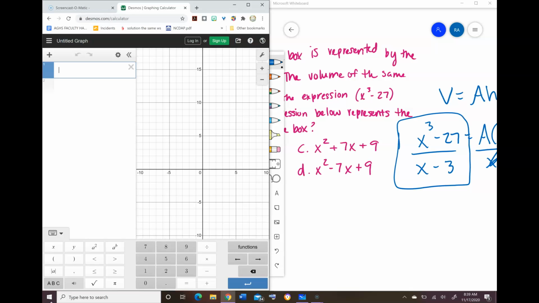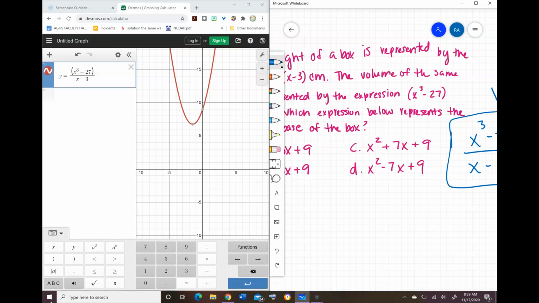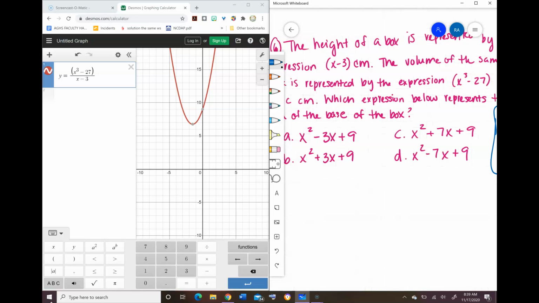Okay, so we're going to have y equals, make sure you do y equals, parentheses, x cubed minus 27 divided by x minus 3. So I need to find a graph that's going to look like this in my answer options. Okay? So I just go through A, B, and C. X squared, because when something reduces down, they have the same graph. Okay? So y equals x squared minus 3x plus 9. Oh, I got too many minuses in there.